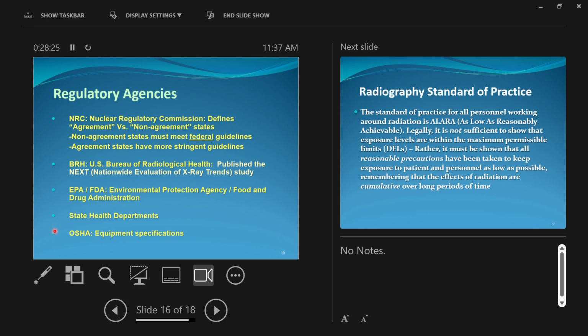Lastly, on this page, OSHA. What or who in the world is OSHA? You got it right. The Occupational Safety and Health Administration. What level of government are they? State, federal, local? Federal, right? Which means they're the United States government. OSHA, Occupational Safety and Health Administration.